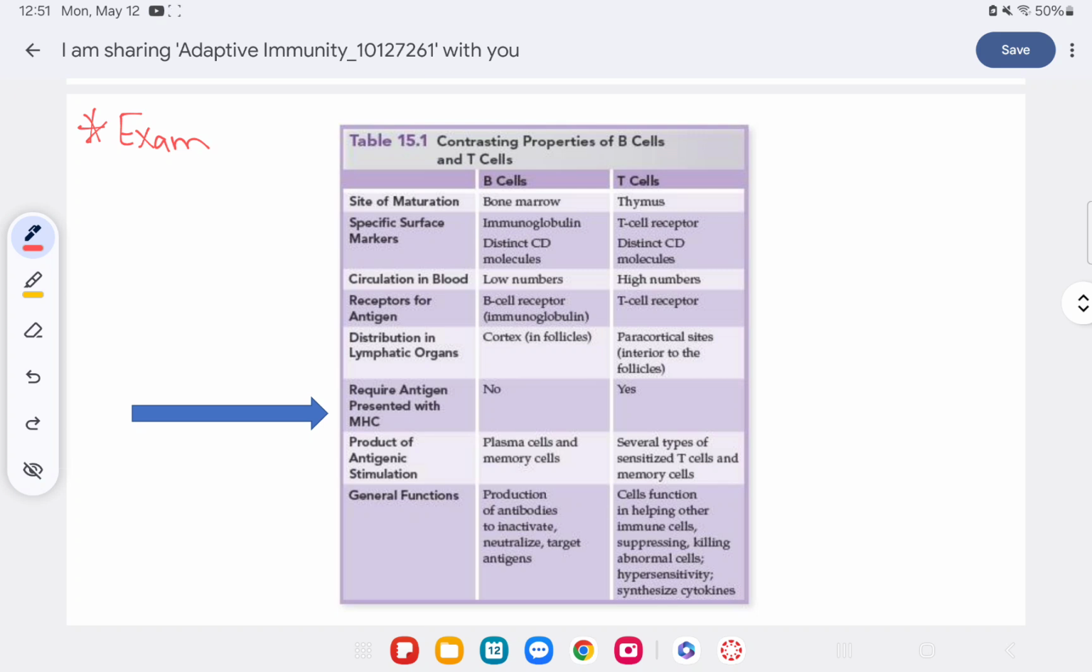T cells end up killing abnormal cells. Unfortunately, they're also involved in hypersensitivity reactions. We talked about superantigen being a big problem when it comes to T cells.